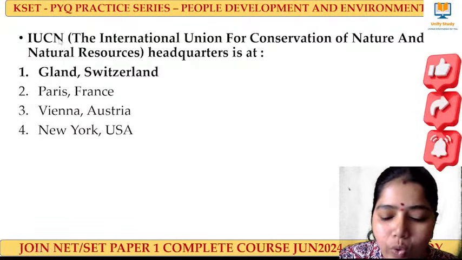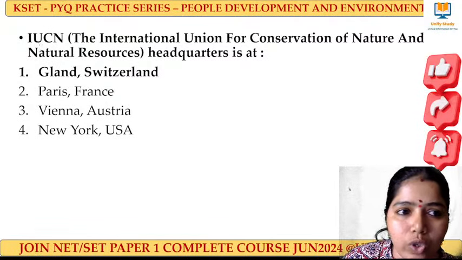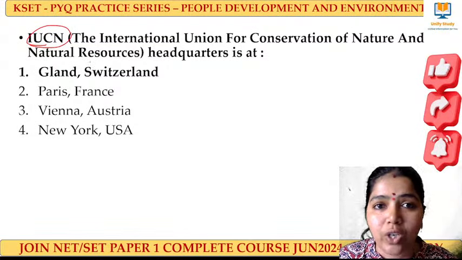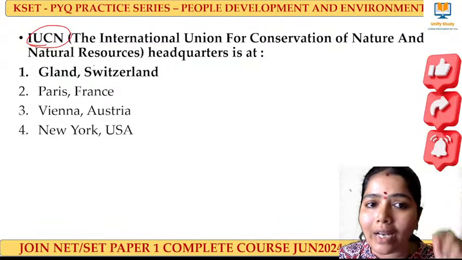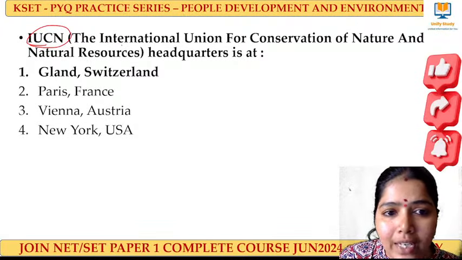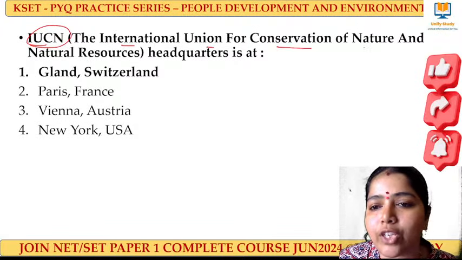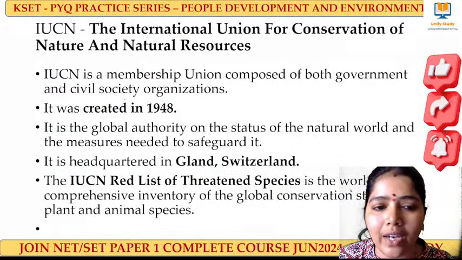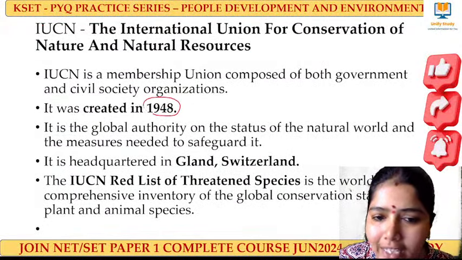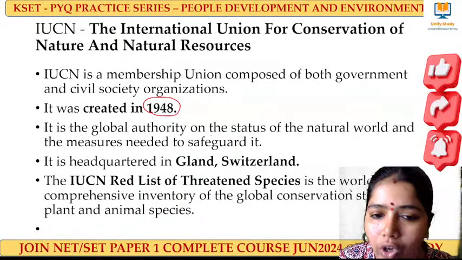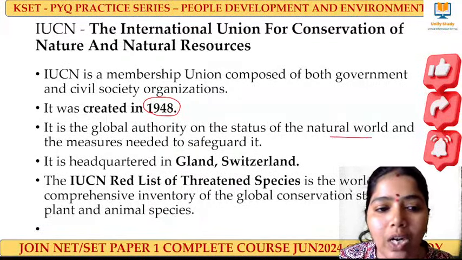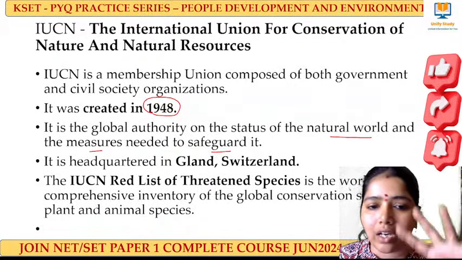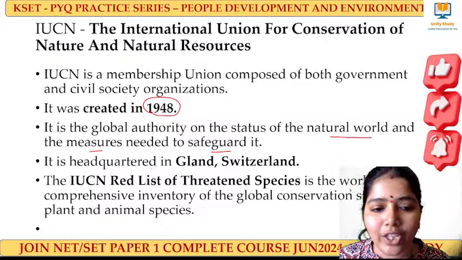What do you mean by IUCN? The previous question also we had this one, right? IUCN has in its Red List that species, olive ridley turtles, as a vulnerable species. So IUCN is the International Union for Conservation of Nature and Natural Resources. It was created in the year 1948 and it is a global authority on the status of the natural world and the measures needed to safeguard the conservation of nature, right?